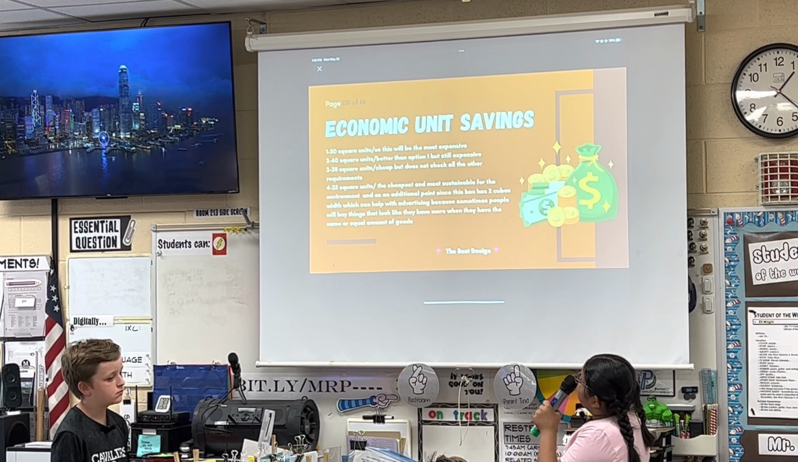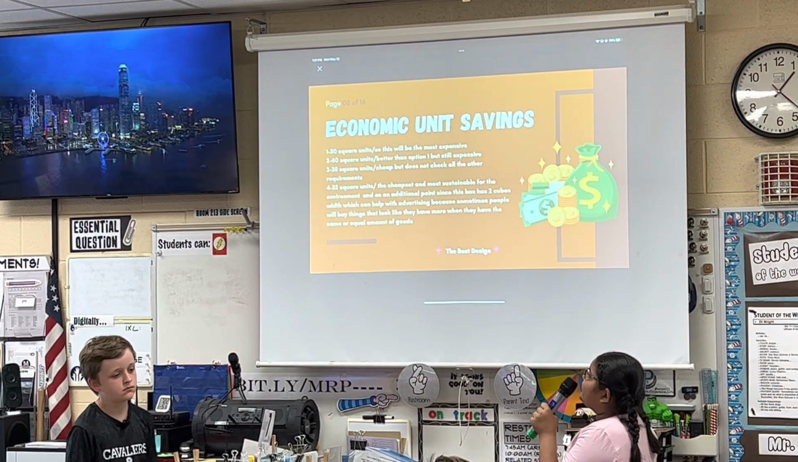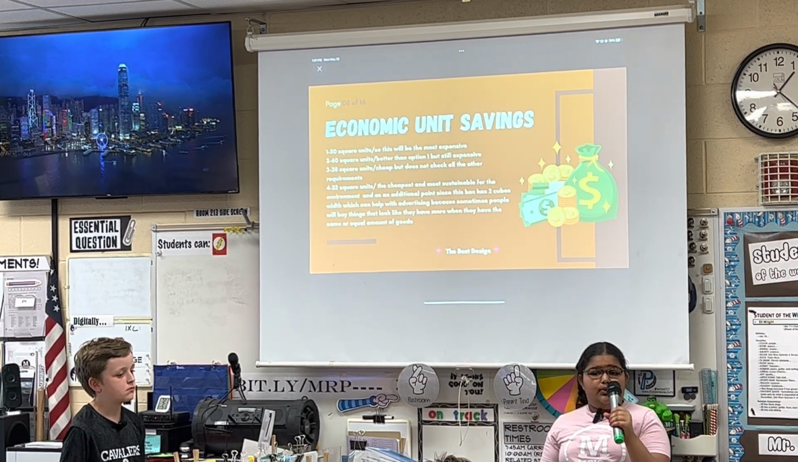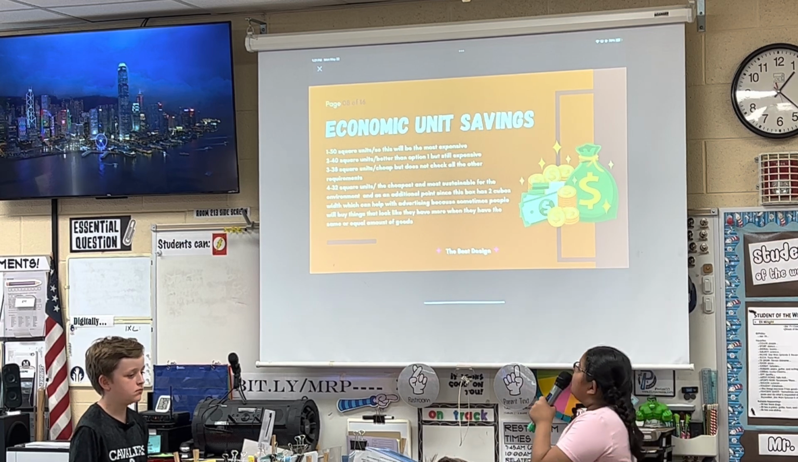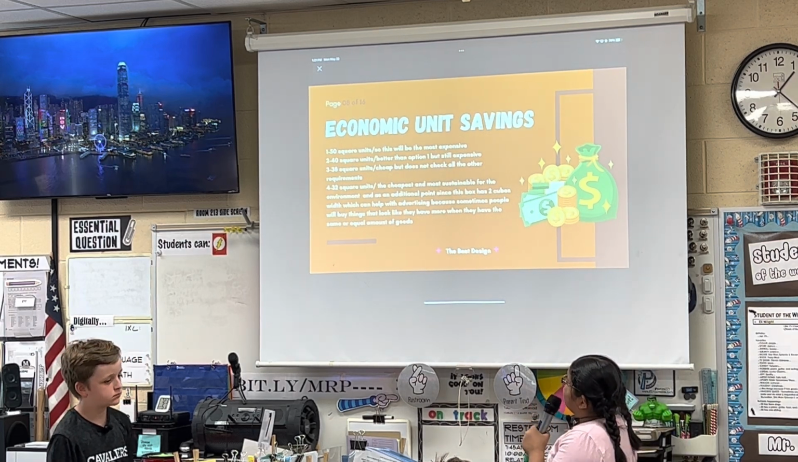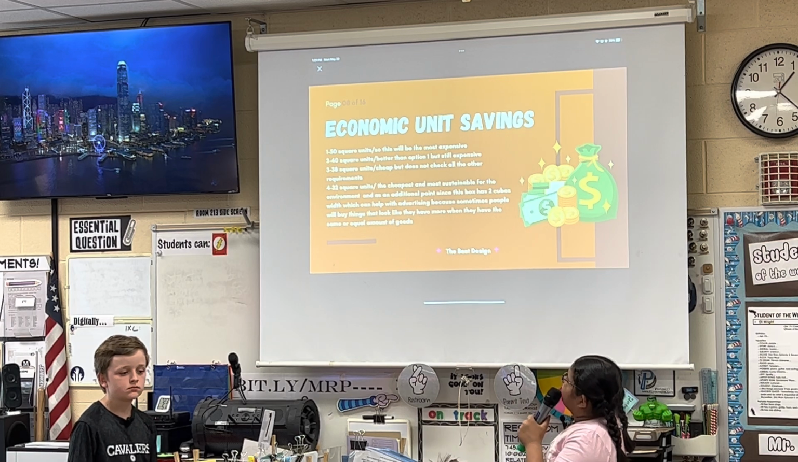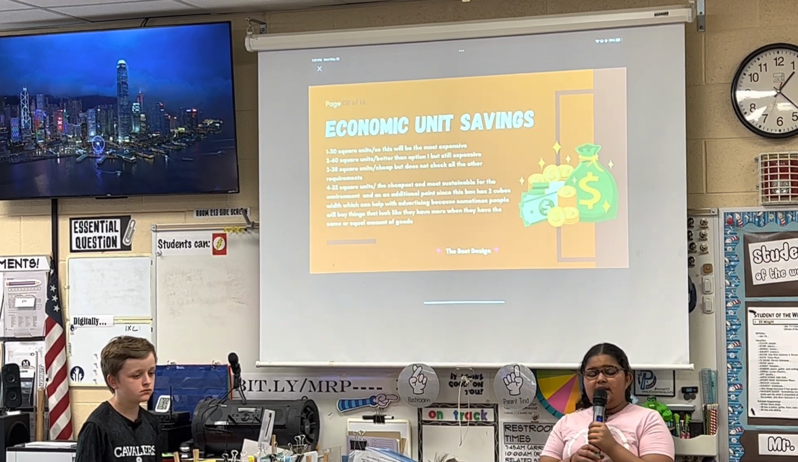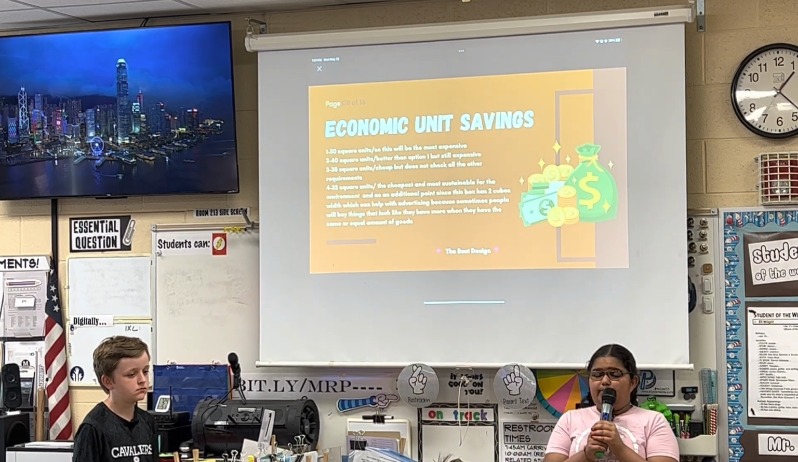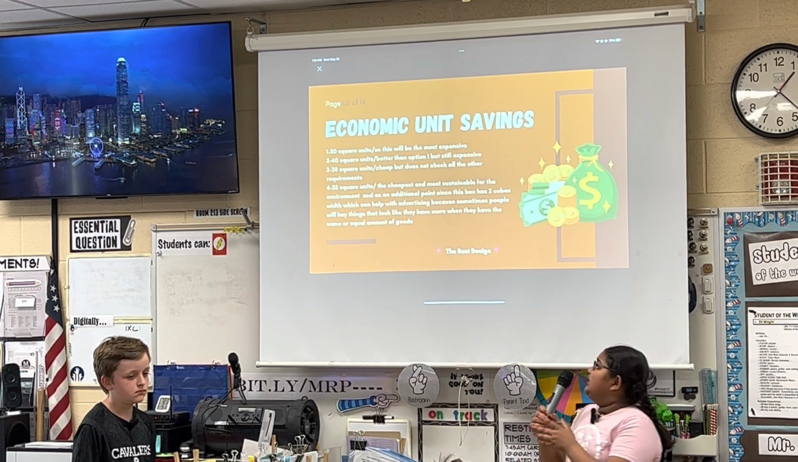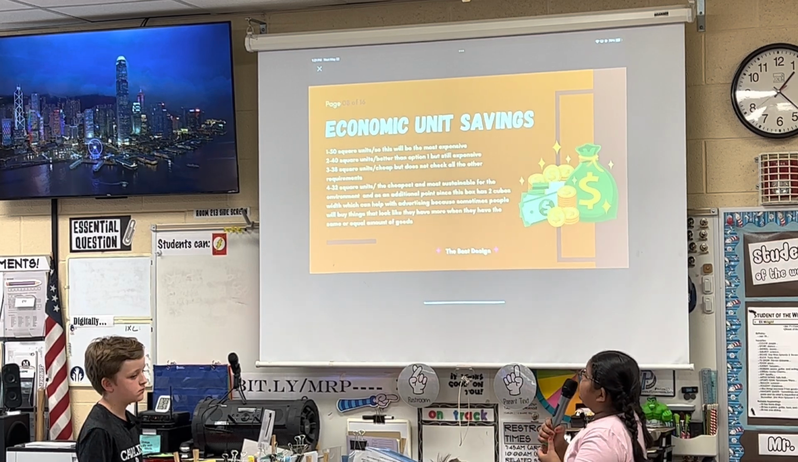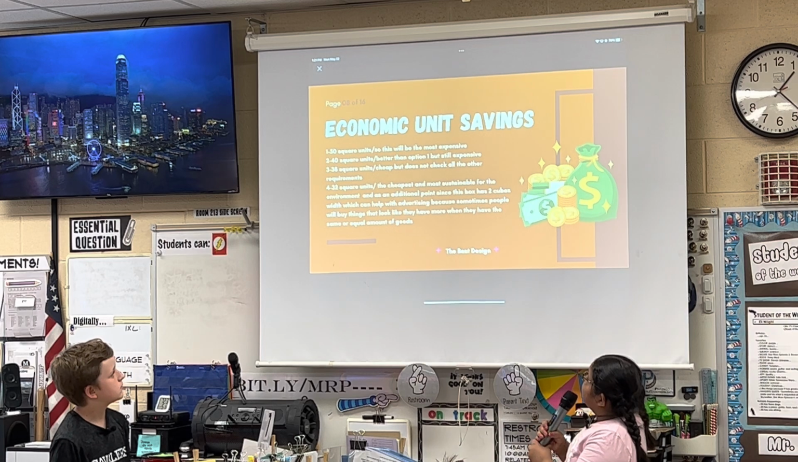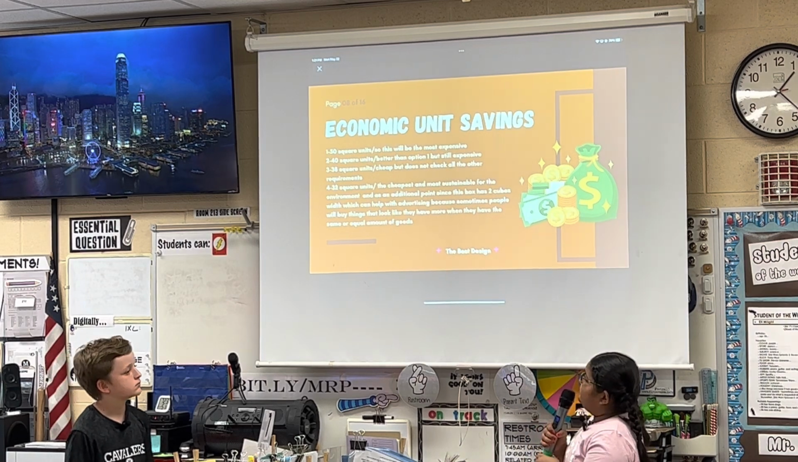So number 2 was 40 square units. It was better than option 1, but still one of our more expensive designs. Option 3 was 38 square units, which is cheap, but it does not check all the other requirements such as portability, stackability, and artistic consideration. And number 4 is 32 square units. It was the cheapest and most sustainable for the environment.